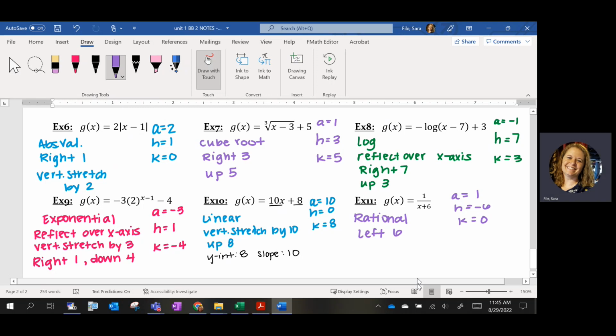Okay, so hopefully those transformation rules are kind of coming back to you, sparking some memories from Algebra 2. We'll be doing some practice over these transformations tomorrow.